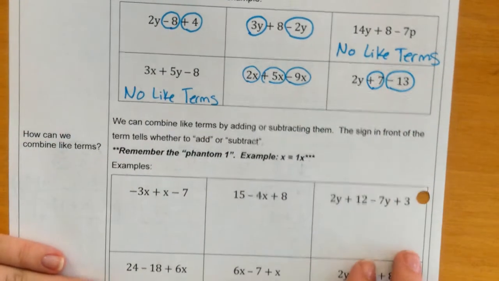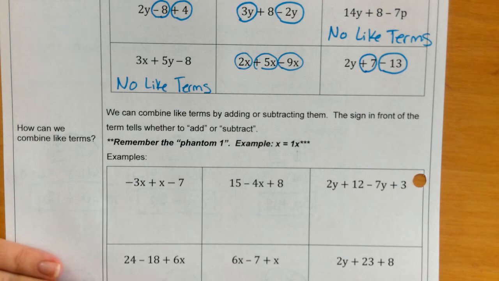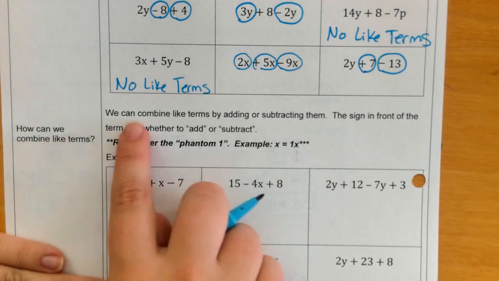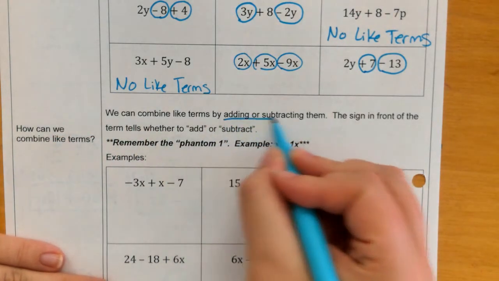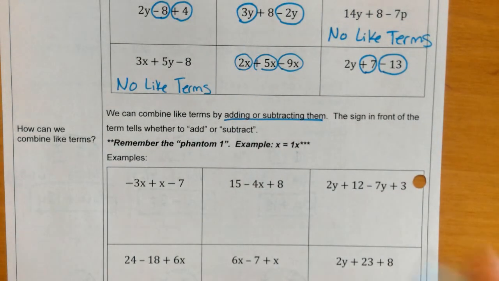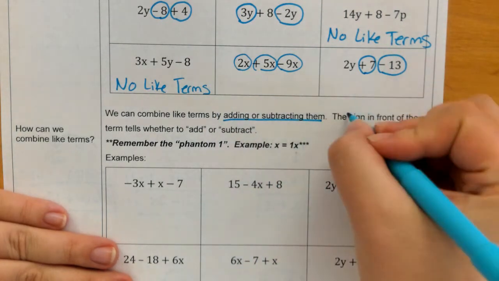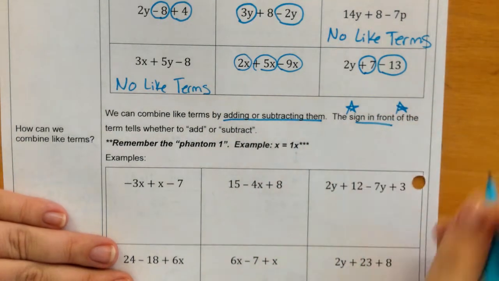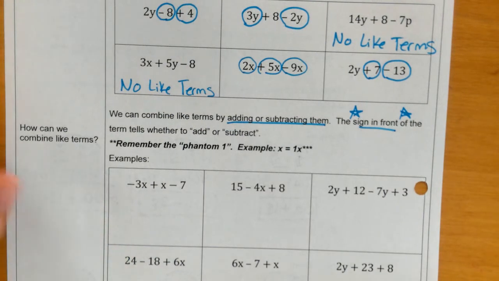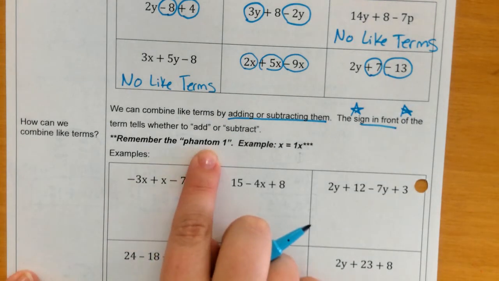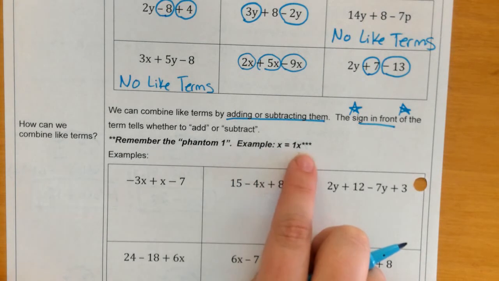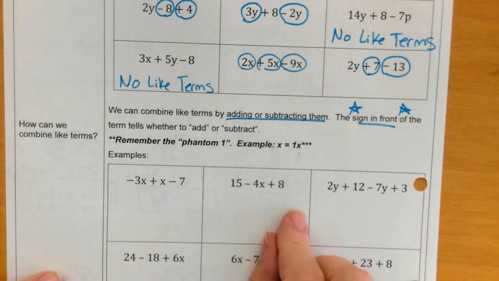Now that we might have a better understanding of what are like terms, we can learn how to combine them. So when we combine the like terms, we're going to be adding or subtracting. We're not multiplying. That's when we have the parentheses, but with this we just add and subtract. So this is really important. The sign in front of the term tells us whether to add or subtract. I want to make sure we also remember about that phantom 1. So when you see something like just an x, remember that there is a 1 in front of the x.